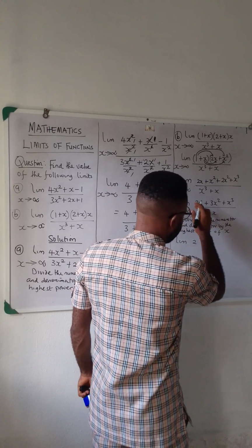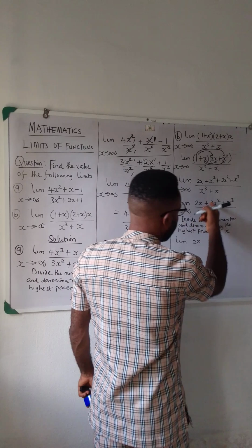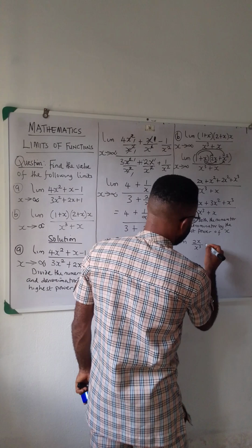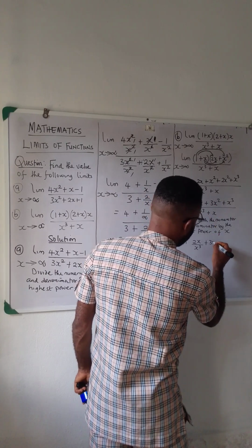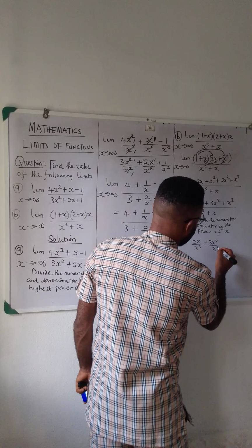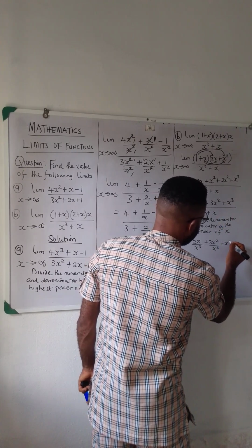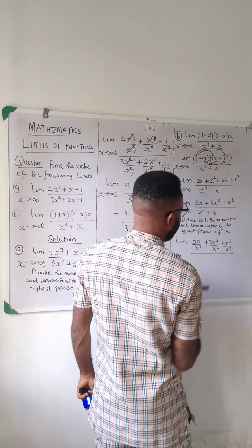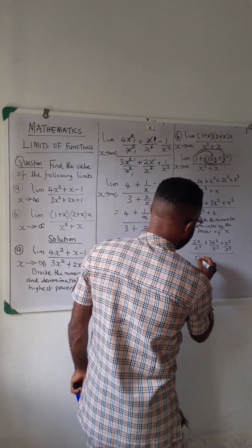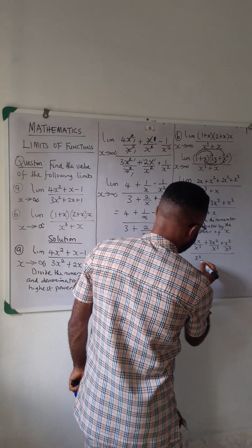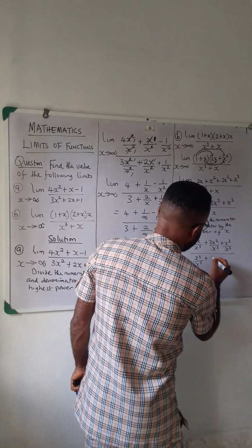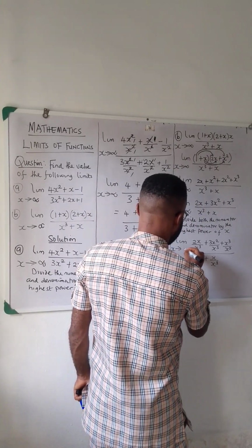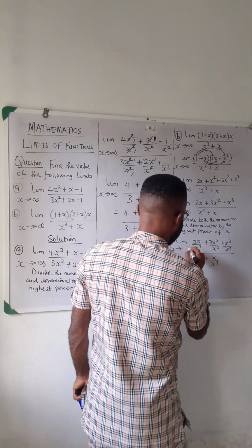limit of, we take the numerator first, 2x, the highest power of x is x cubed. So this will be 2x over x cubed plus, we take this one, 3x squared over x cubed, plus x cubed over x cubed, divided by, we now come to the denominator, we take x cubed plus x all over x cubed. So as x tends to infinity.